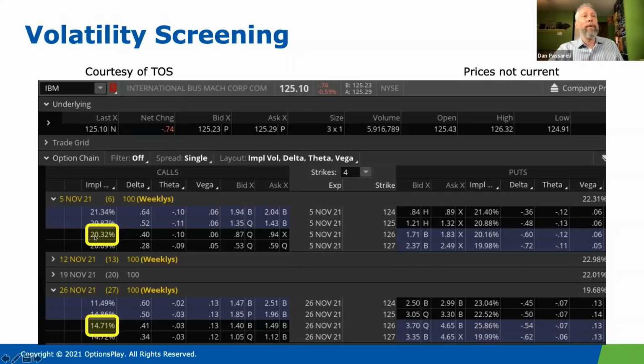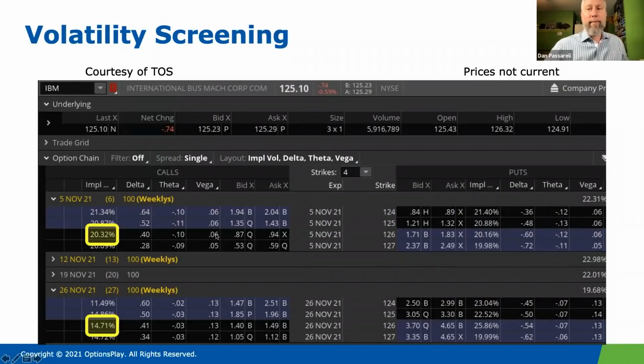And if the implied volatility here is 20 on the ones I'd be selling, and the implied volatility is 14.71 on the ones that I'd be buying, if the volatility does converge on the front and this falls down to 14 or 15 or so, I can also make money on implied volatility.